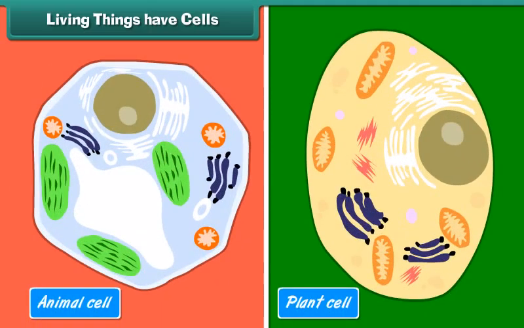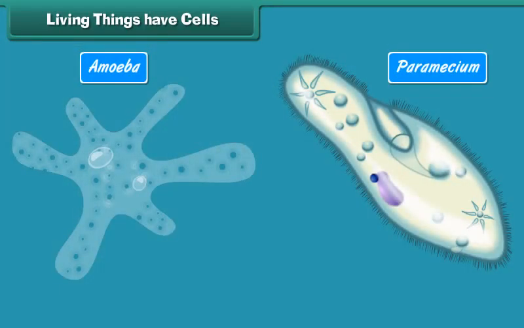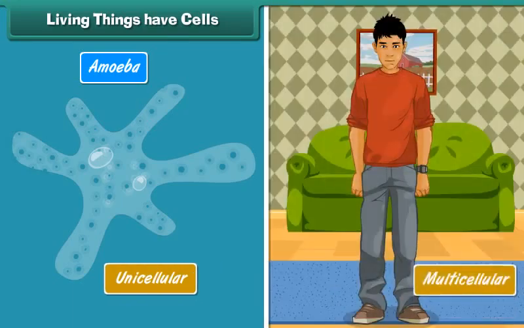The cells are made of protoplasm or living matter. All the body functions and properties of life are due to protoplasm. Some living organisms like amoeba, paramecium are made up of one cell only; they are called unicellular. Organisms made up of many cells are called multicellular.